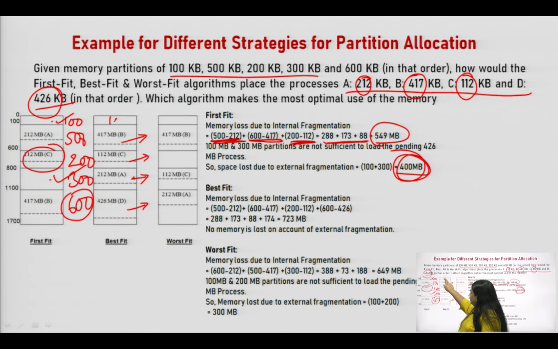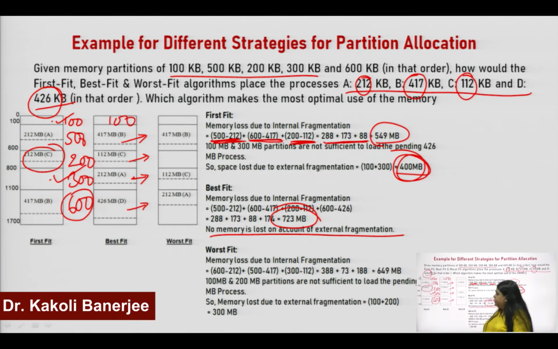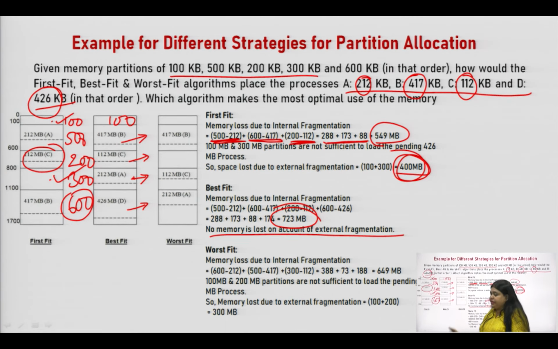This 100 kb block is still free, but we are not going to have any external fragmentation because there is no pending process. All the processes have been satisfied. So, you can find the total internal fragmentation, along with the external fragmentation which does not occur here. In the case of best fit, we do not have any external fragmentation.